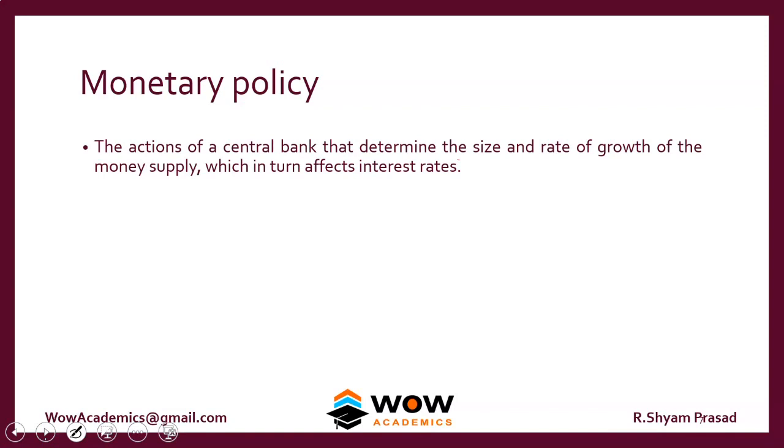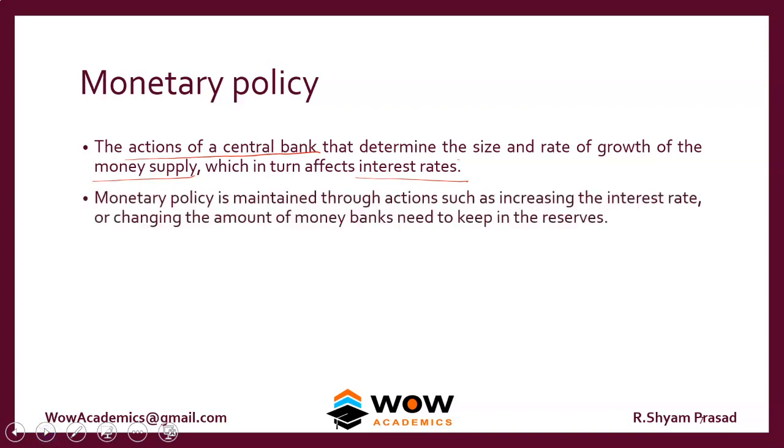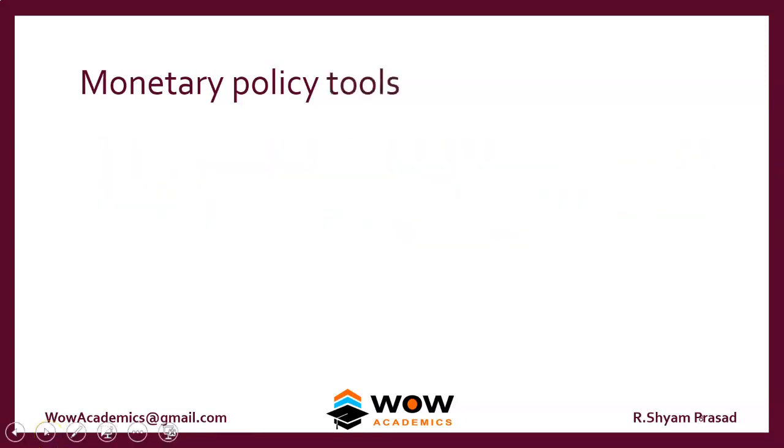So monetary policy is concerned with the actions of a central bank that determines the money supply in a country, which can indirectly affect the interest rates in the country. So monetary policy is an indirect way of stimulating or stopping growth in a country. So monetary policy is maintained through actions such as increasing the interest rate or changing the amount of money banks need to keep in their reserves. So there are a few ways in which the central bank of a country can control growth.